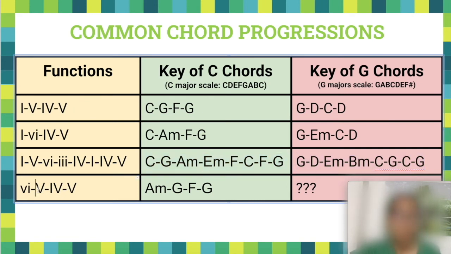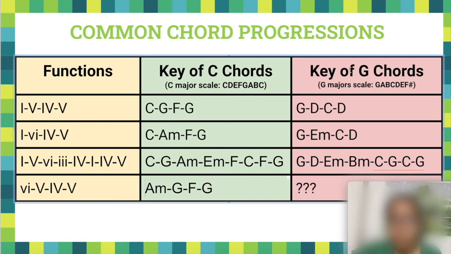Now let's see here, 6, 5, 4, 5. So this is a common chord progression. In the key of C, this would be A minor, G, F, G. A minor, G, F. Then of course, you have to go back to C, right, to feel resolved.